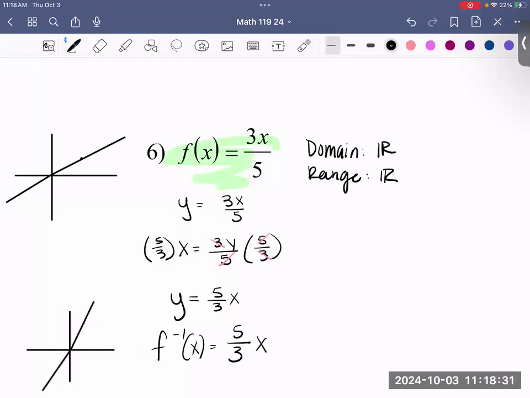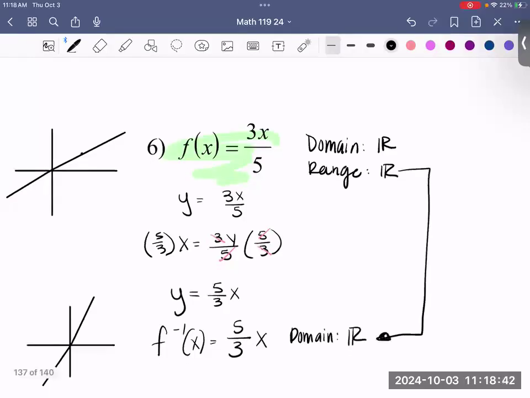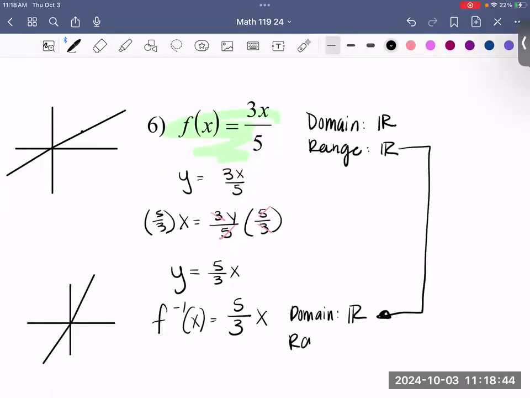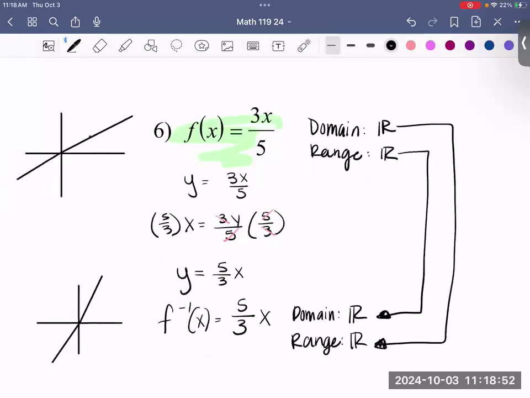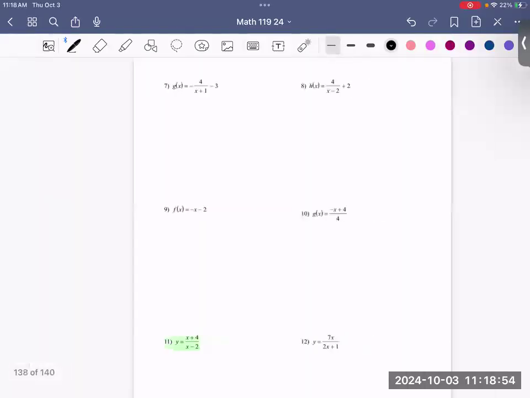Hopefully those match. So your domain here is all real numbers, again, because it is the same as your range from before, and the range of your new graph is the domain of your old one. Let's try a couple more.